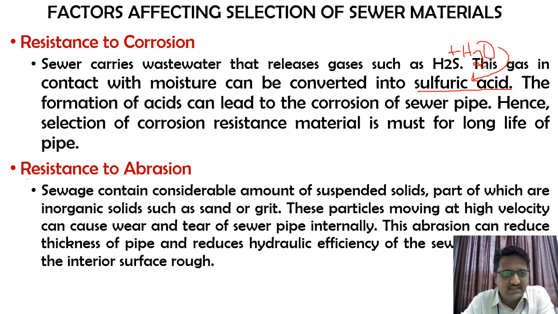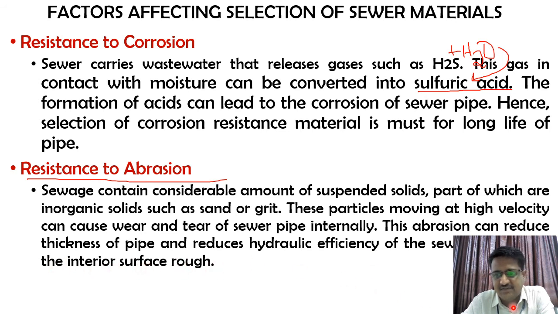Second one is resistance to abrasion. Sewage contains a considerable amount of suspended solids, part of which are inorganic solids such as sand or grit. These particles moving at a high velocity can cause wear and tear of the sewer pipe internally. This abrasion can reduce the thickness of the pipe and reduce the hydraulic efficiency of the sewer by making the interior surface rough.